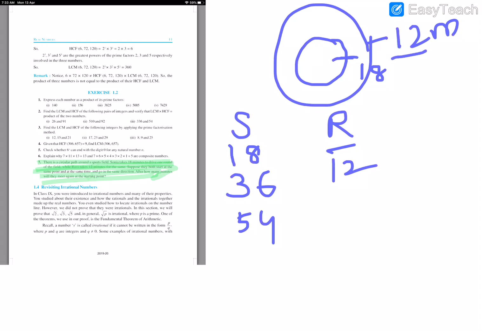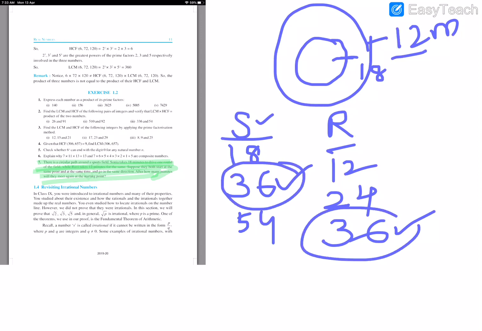Similarly, Ravi, after 12 minutes, will reach the same point. But since she is taking 18 minutes, they both will not meet. Ravi will complete the second round in 24 minutes, and the third round in 36 minutes. So when he is completing his third round, Sonia is completing her second round. So what we can observe, exactly at the 36th minute, both are at the same point. Since the numbers are small, we are able to write their tables and find this answer.